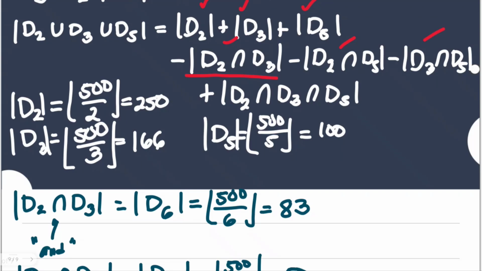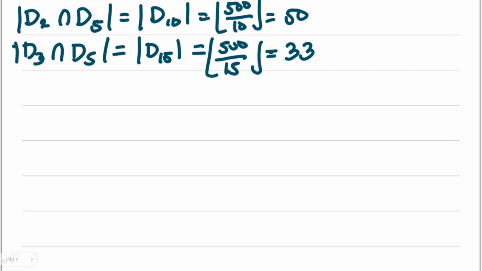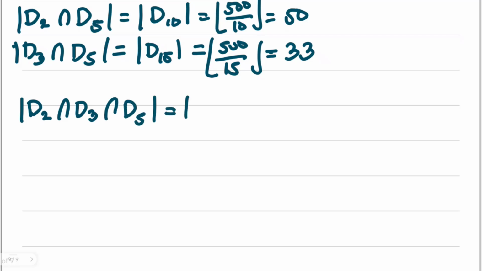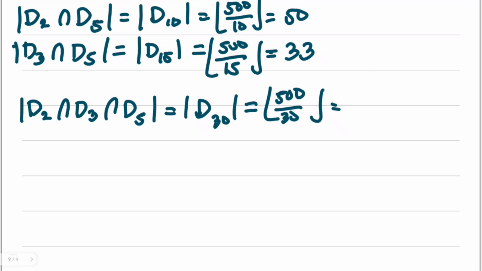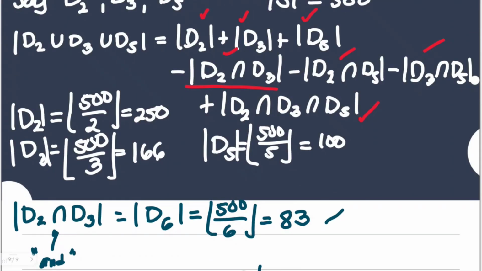The last one would be the cardinality for the intersection of all. So using the same concept of intersections as previously discussed, we are going to get here the cardinality of d sub 30, because that's 2 times 3 times 5. It's the smallest integer that is divisible by 2, 3, and 5 at the same time. So 500 divided by 30, you will get a result of floor 16. Now that we are done with all of this, let's return to the formula at hand.